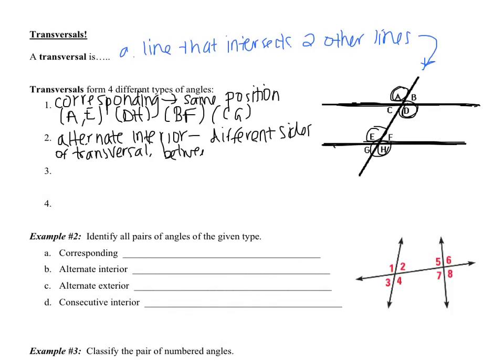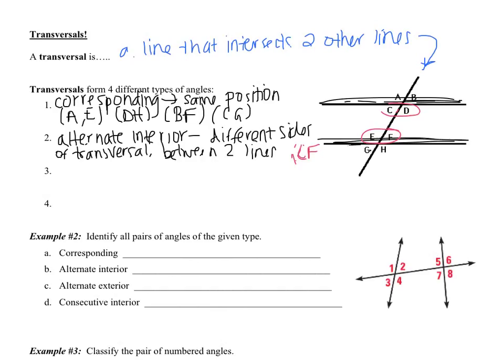Interior means between the two lines. So I'm going to erase what I did before. Okay, so if we look at our two lines here, all the points that are in the interior are those two and these two. Now alternate interior means they're on different sides of the transversal. So that would be C, F, left side, right side, and then D, E.